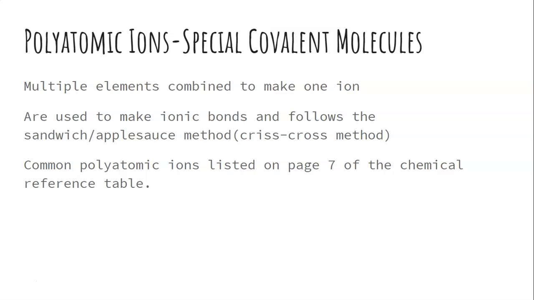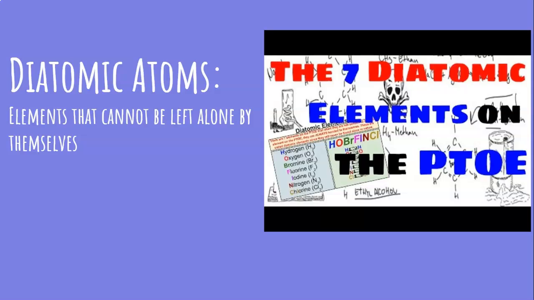There is a list of common polyatomic ions, which we're going to talk about. We're also going to talk about them later when we talk about naming ions or naming compounds and molecules. But they're listed on page 7 of our chemistry reference table, and we're going to get more into that later.